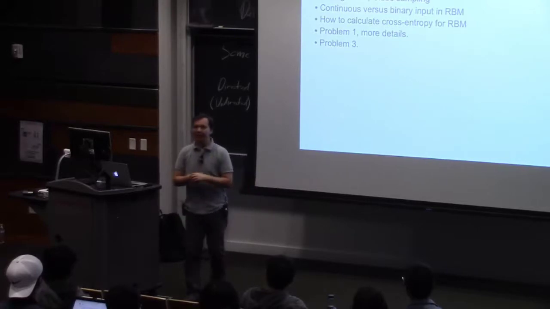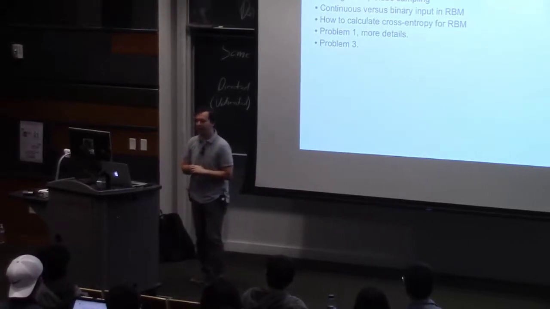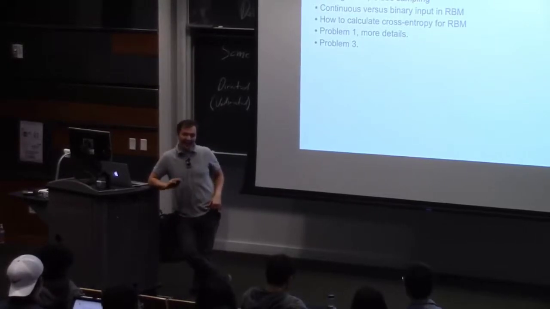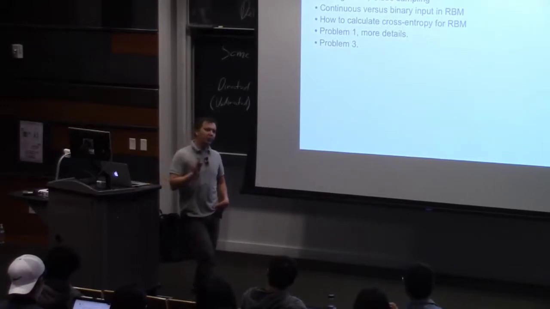Yes, question? How would you compare it to a variational autoencoder? Yeah, we'll talk about variational autoencoders. This is another class of generative models, but it has different semantics. It's a directed generative model, whereas RBMs are undirected. So there are some differences between different classes of models. But again, it depends on what you're going to do.